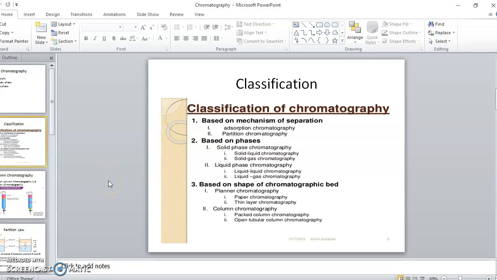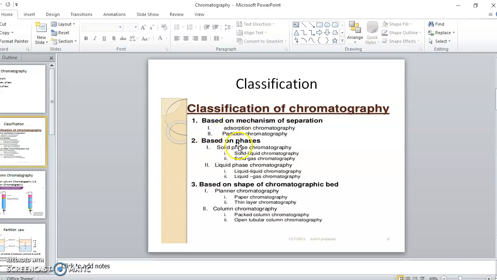Now we discuss the classification of chromatography. We can have various ways of classifying chromatography. One is based on the mechanism of separation. For all chromatography techniques, there will be a mechanism of separation between the components. If the separation is based on adsorption, you know what adsorption is, then it is called adsorption chromatography. If the mechanism of separation is partition, then it is called partition chromatography. We'll discuss the term partition later.